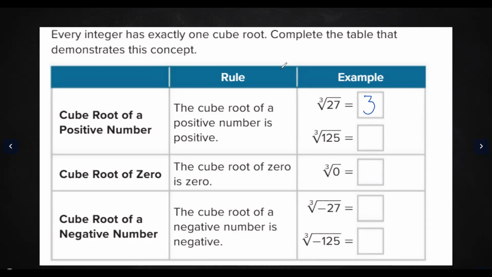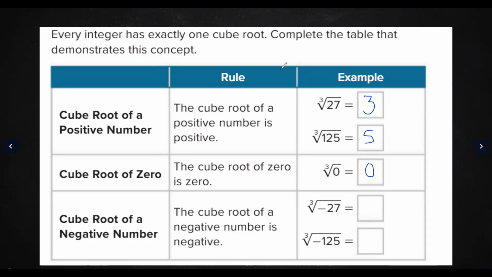Now, what number multiplied by itself 3 times will give us 125? Okay, it will be 5. 5 times 5 is 25, times 5 is 125. Now, the cube root of 0 is always 0. Okay? So 0 times 0 times 0 is equal to 0.